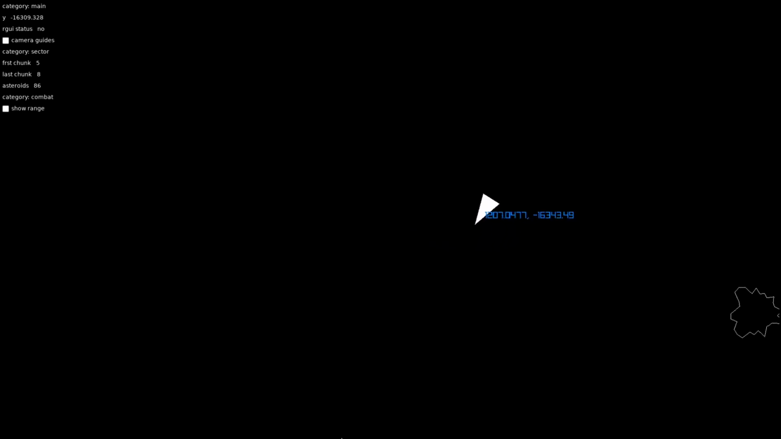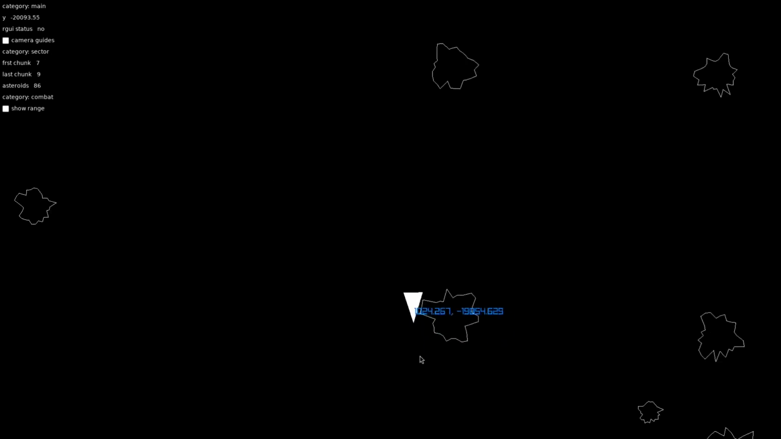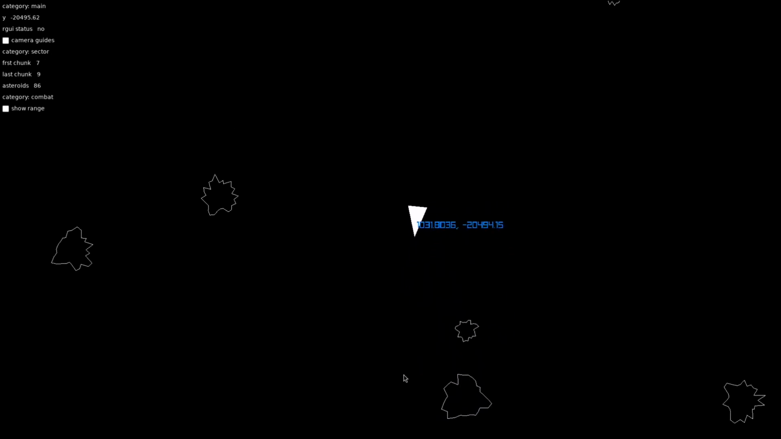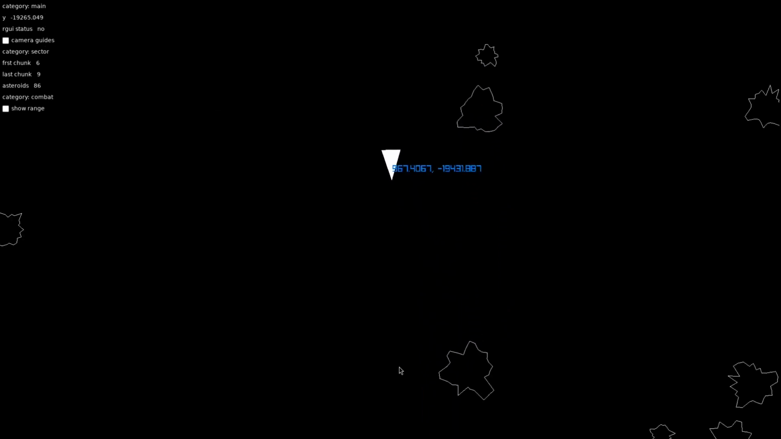You may have noticed that some of those asteroids just disappeared. When I'm moving a little quicker, asteroids can sometimes just appear and disappear. That's just because I currently haven't got the transition between the different zones or the different chunks of the asteroid belt fully working correctly yet. That is on the docket for improvement.